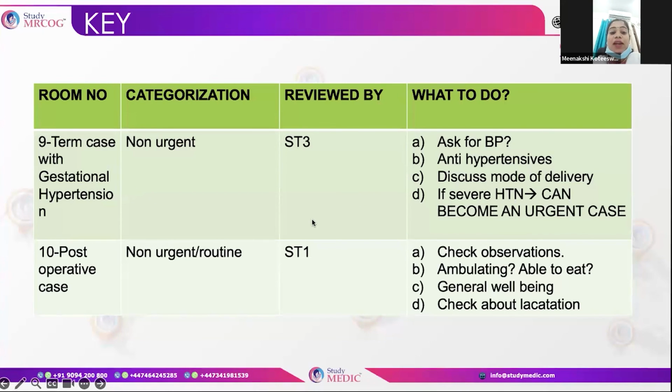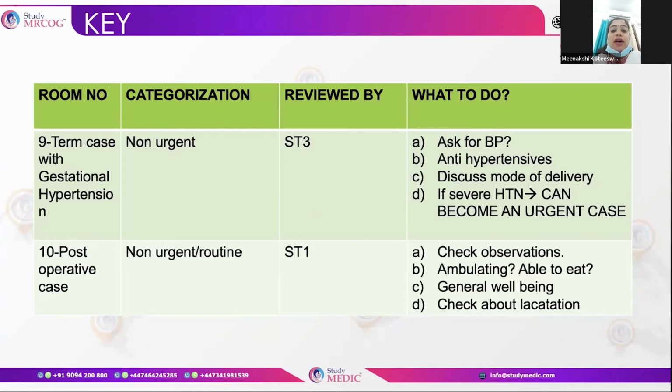Next was room number 9, a term case who presented in labor with gestational hypertension. It is important we ask for her blood pressure. Here she was with impending eclampsia. Therefore, we need to deliver the case immediately once we discuss with the consultant.